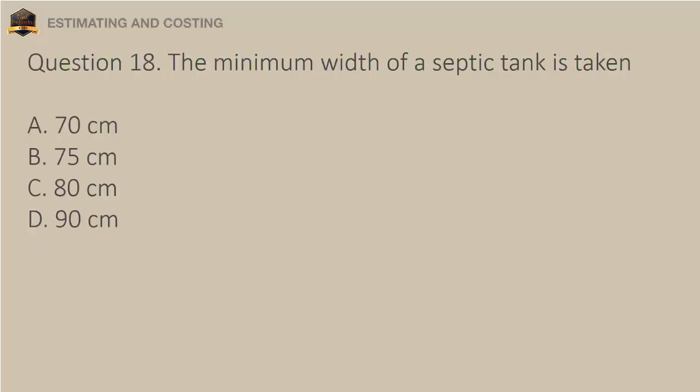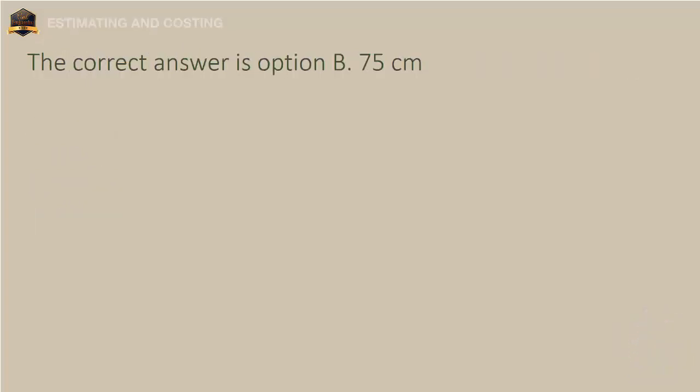Question 18. The minimum width of a septic tank is taken. A. 70 centimeters. B. 75 centimeters. C. 80 centimeters. D. 90 centimeters. The correct answer is option B, 75 centimeters.